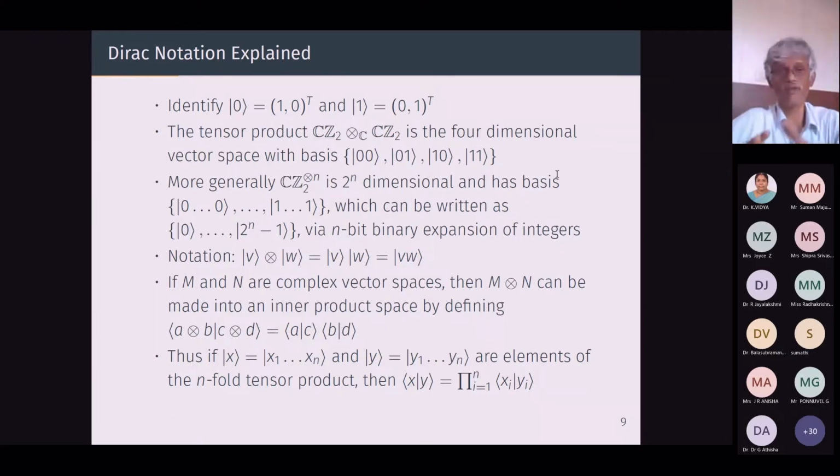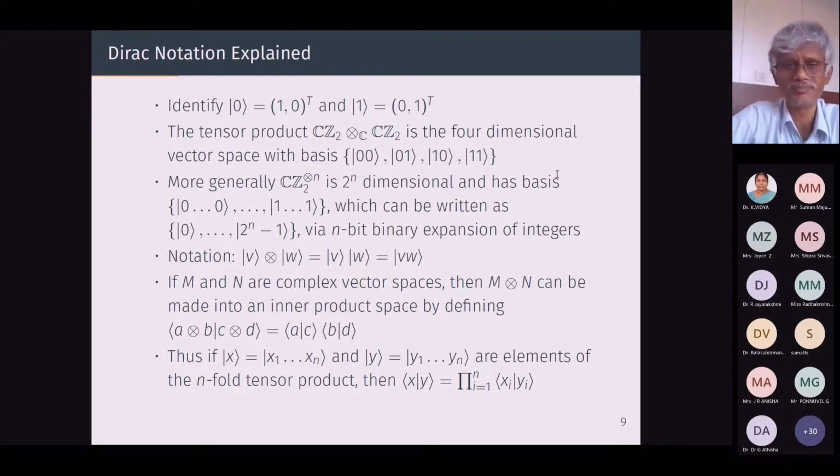Okay, so we have to be clear about it. So the usual tensor product. 0 and 1 we have identified like this. So 00, 01, 10, 11 gives a basis for your 4-dimensional vector space, which is the tensor product of these two one-qubit spaces. Like that, we can extend it to n qubits by looking at the bit representations of integers ranging from 0 up to 2 to the power n minus 1.